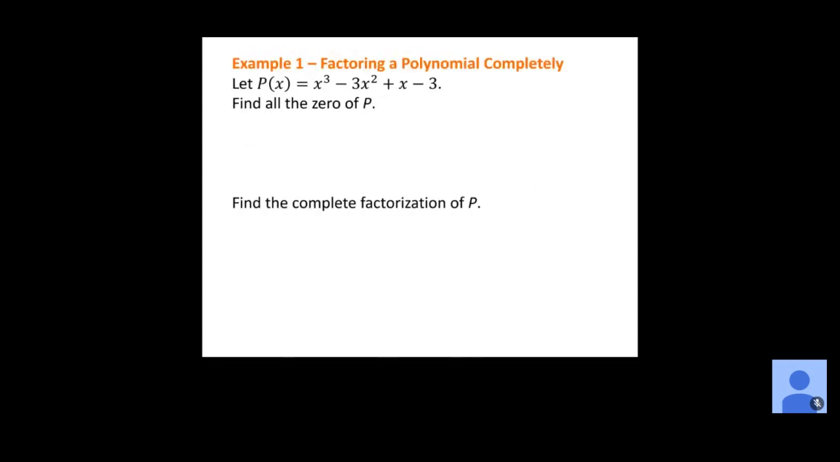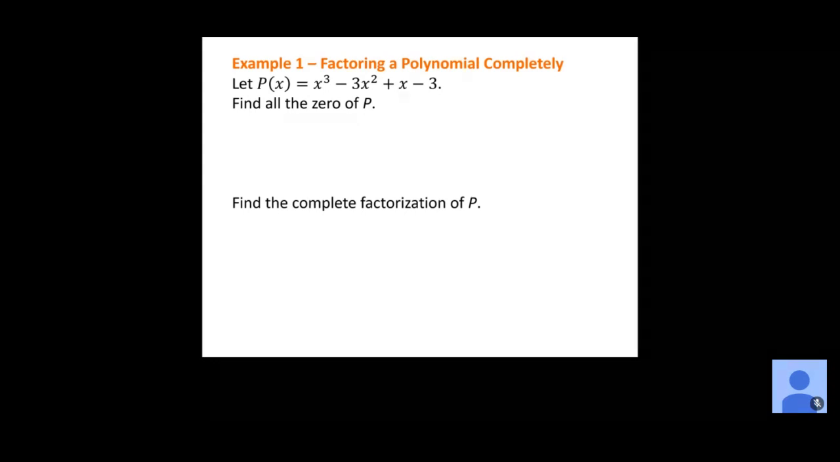All right, so let's start here with this one. We want to find all the zeros of p, and we've got x cubed minus 3x squared plus x minus 3 as our polynomial this time. All right, so thinking back to 3.4, when we were looking for all the zeros, what's the first thing we might want to try with this one?